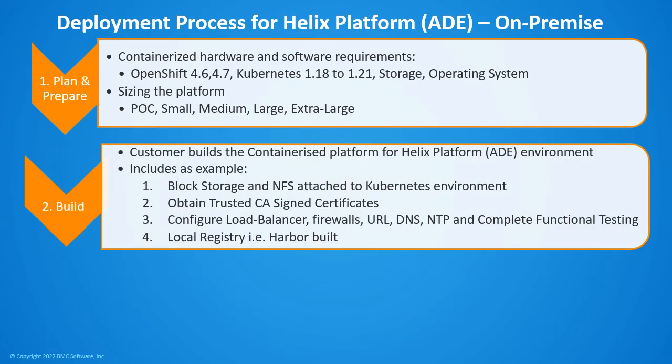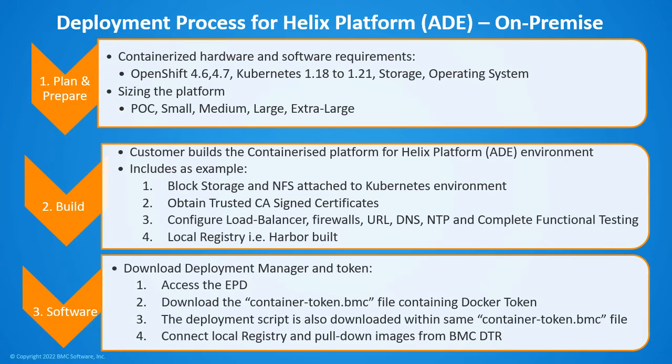Step 2, customer builds the containerized platform. This includes block storage and NFS attached to the Kubernetes environment, obtaining the trusted CA certificates, configuring the load balancer, firewalls, URLs, DNS, NTP for time synchronization, and make sure that all those pieces work properly. Make a decision of using local registry.